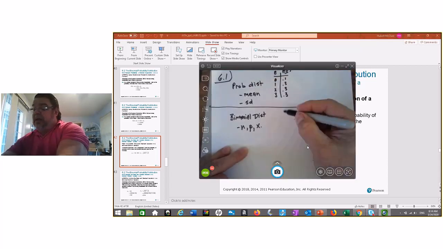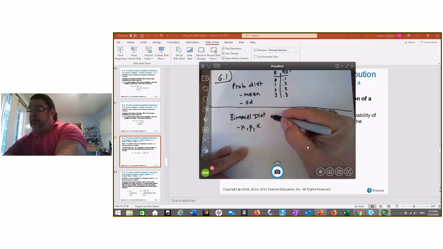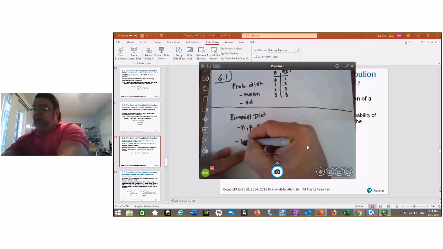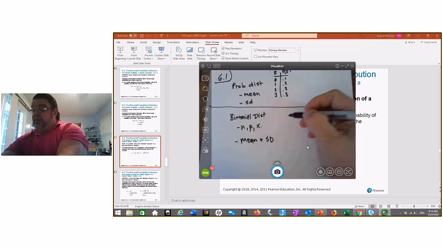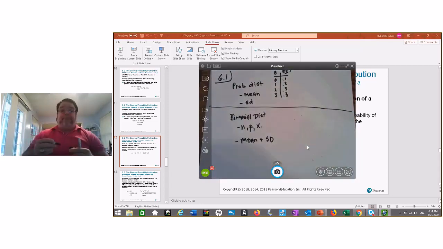Now we're going to find the mean and the standard deviation of this binomial distribution. Mean and standard deviation of NPX. So that's what we're doing now. This is like 6.2.